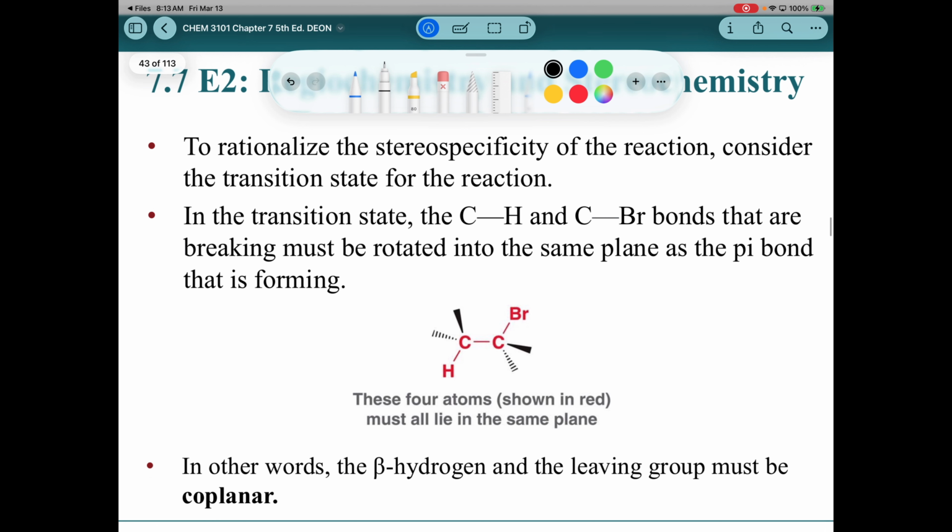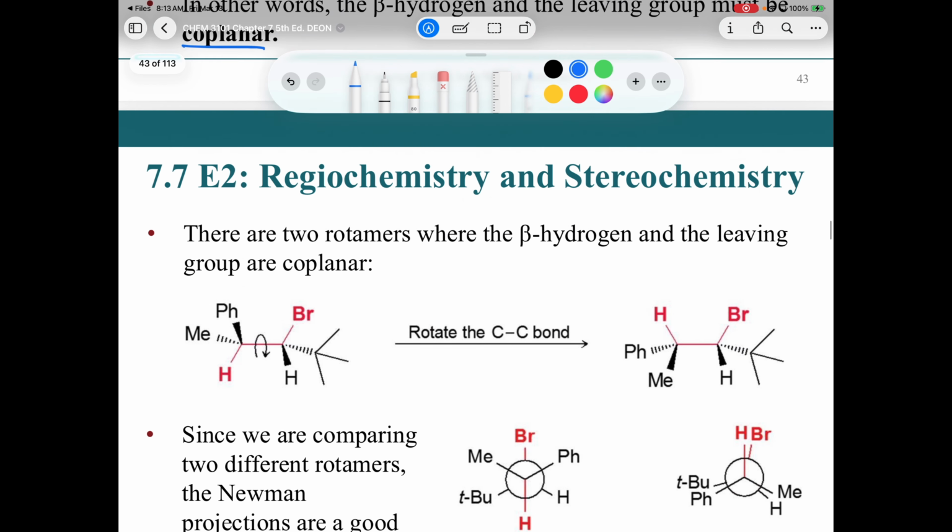So here we go. This is the whole dog and pony show, and I'm going to distill this to the simplest possible bits I can, okay? To rationalize stereospecificity for a reaction, consider the transition state. In the transition state, all of this has to be rotated into the same plane, which I told you is called coplanar, and you can see the word is down here as well. In other words, the beta hydrogen and the leaving group have to be coplanar. They all have to be aligned, all in a straight line. Okay, cool. What does that mean?